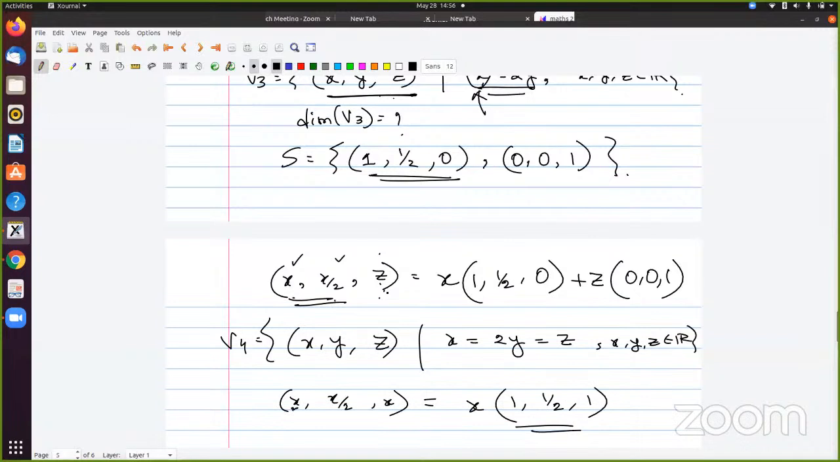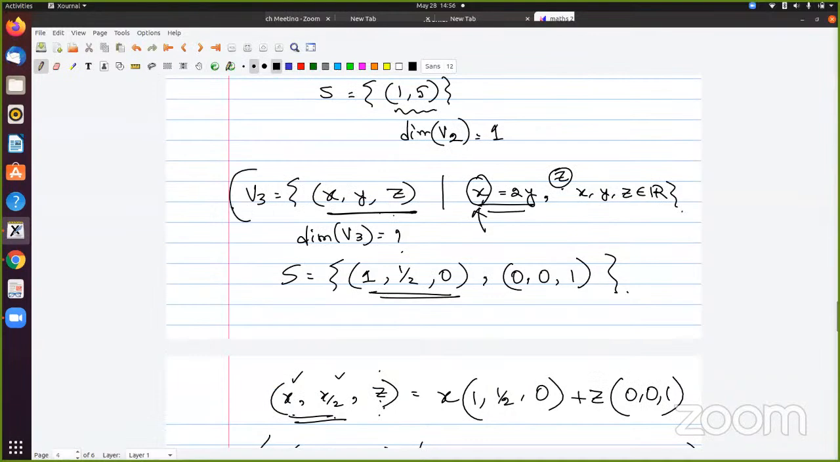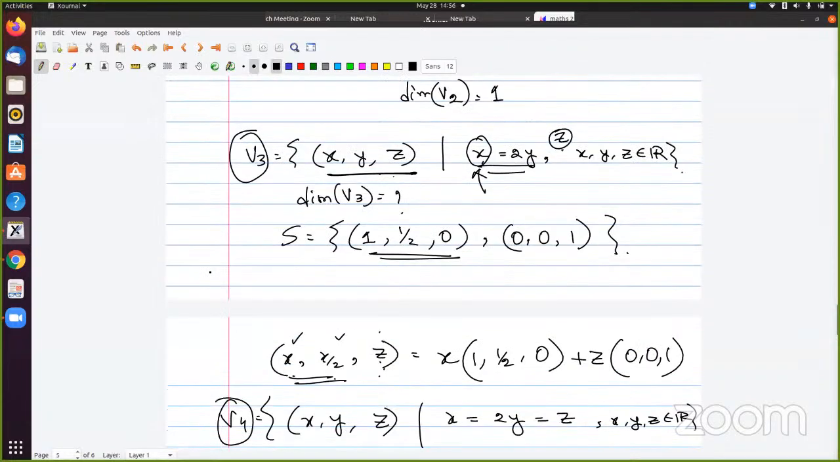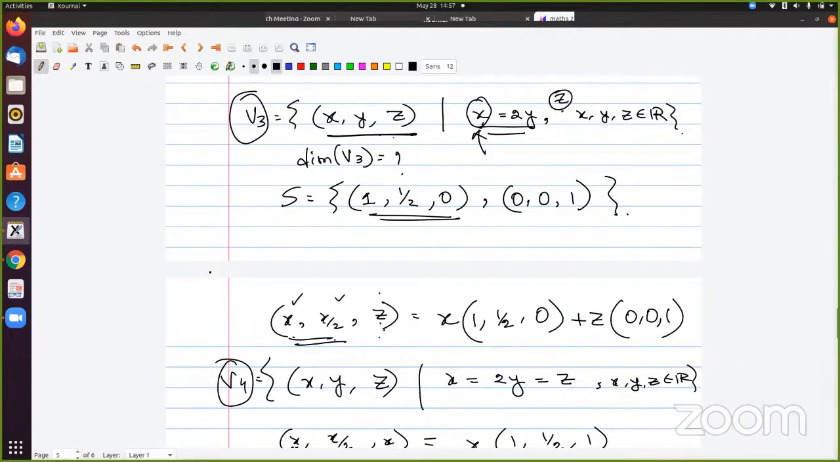This means that this minimum spanning set should span R3. No, it should not. I am asking for a spanning set of V3 or V4. Sir, in the subspace of V4, R3, the dimension is 1, correct? In V4. V4 dimension is 1 and V3 dimension is 2. Okay. Sir, it is a subspace of R3. Subspace of R3, correct. Yes, sir.